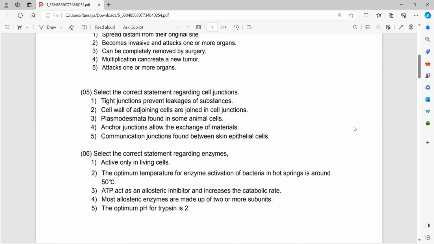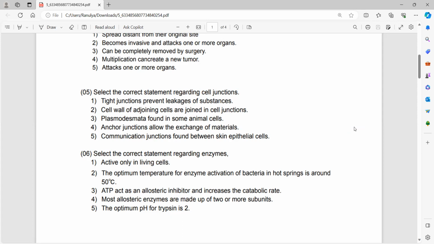Then, plasmodesmata are found in some animal cells? No. Plasmodesmata are microscopic channels which run through the plant cell wall. They are found in plant cells, not in animal cells. Then, anchor junctions allow the exchange of material? Anchor junctions mechanically attach the cytoskeleton of adjoining cells by intermediate filaments for strong binding. So they are not involved in the exchange of materials.